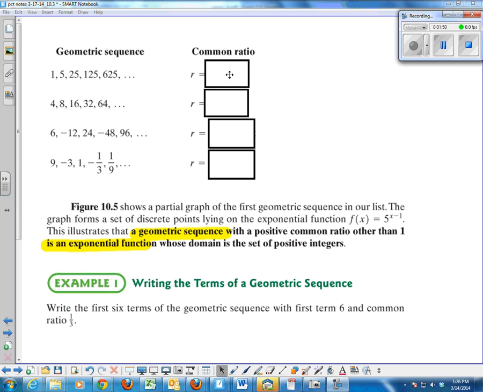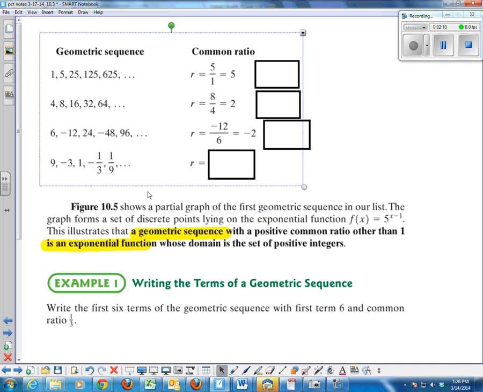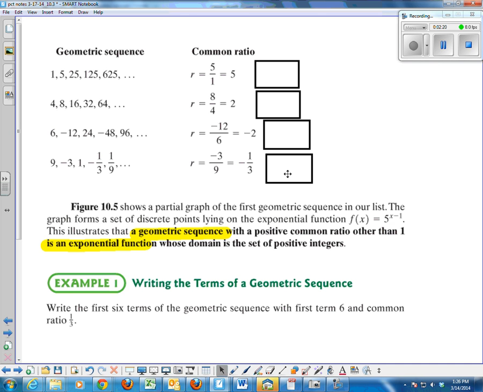Okay, and in the first one, you would be dividing 5 divided by 1 to get the common ratio of 5. In the second sequence, you would be dividing 8 by 4 to get the common ratio of 2. In the third sequence, you would be dividing negative 12 by 6 to get the common ratio of negative 2. And in the fourth sequence, you would be dividing negative 3 by 9 to get the common ratio of negative 1/3.